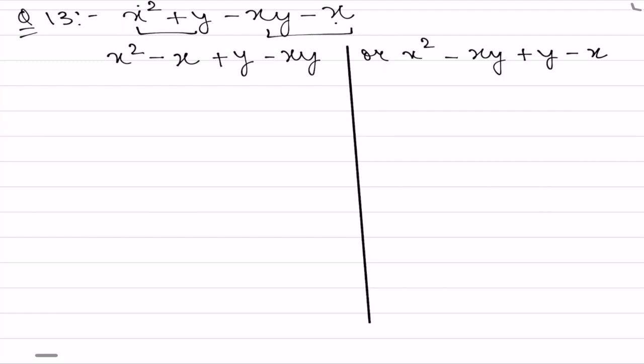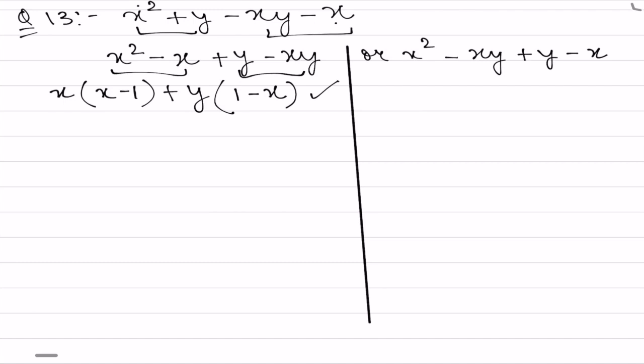First, you will see this one. In the first two terms, what is common? x. And in the last two, what is common? y. So x into x minus 1 plus, here y is common. So what is left? 1 minus x. Now you can see it's the same as the previous question. The first term has x minus 1, the second term has 1 minus x. So we have to change the sign. We will take out the negative sign common. It's positive, and when I take out the negative sign common, it becomes plus minus, so it will be minus.